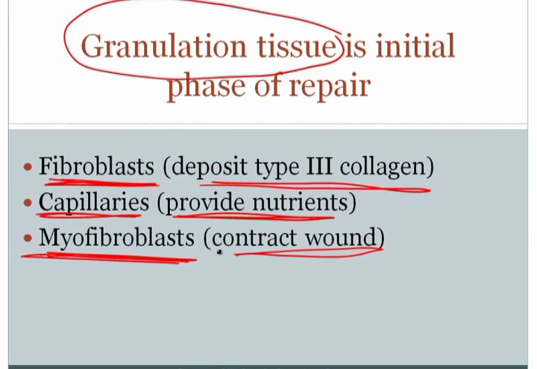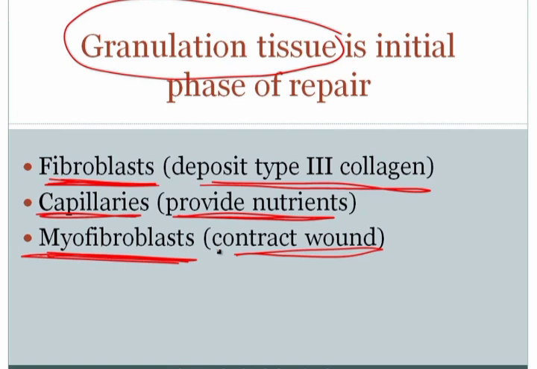And how is a granuloma formed? IL-12 from the macrophage hits the CD4 positive T cell, converting it to a helper type Th1 cell, and the Th1 cell secretes interferon gamma that gives the macrophage an epithelioid histiocyte appearance. Okay, and so a granuloma is distinct from granulation tissue.